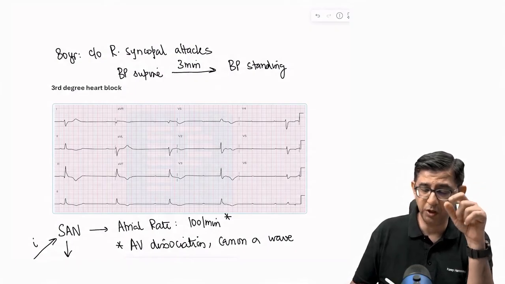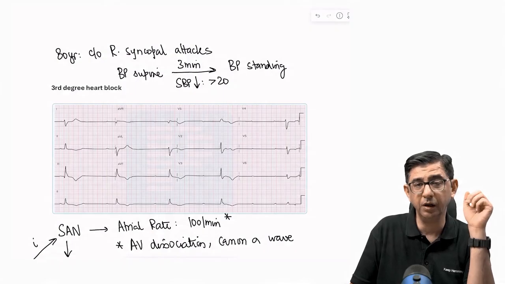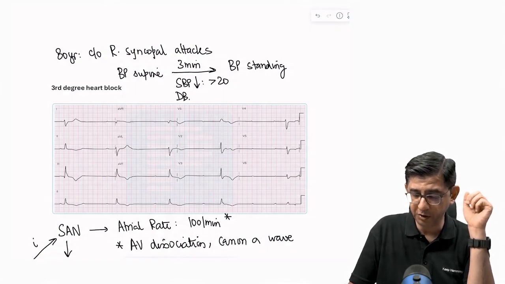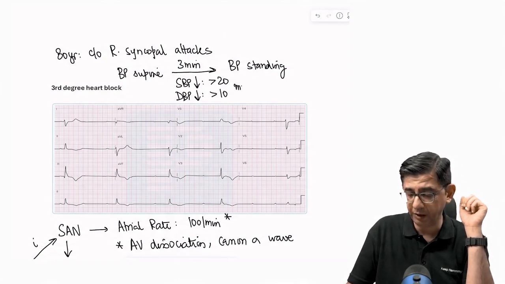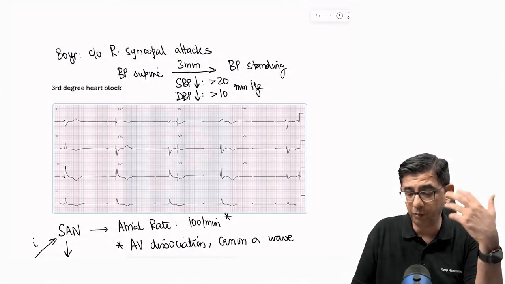But in this patient, if you check the BP in a standing position, you will notice that the systolic blood pressure of this patient will fall by more than 20 millimeters. The diastolic blood pressure of this patient will fall by an amount of more than 10 millimeters. So what I wanted to say was, postural hypotension will be demonstrated.